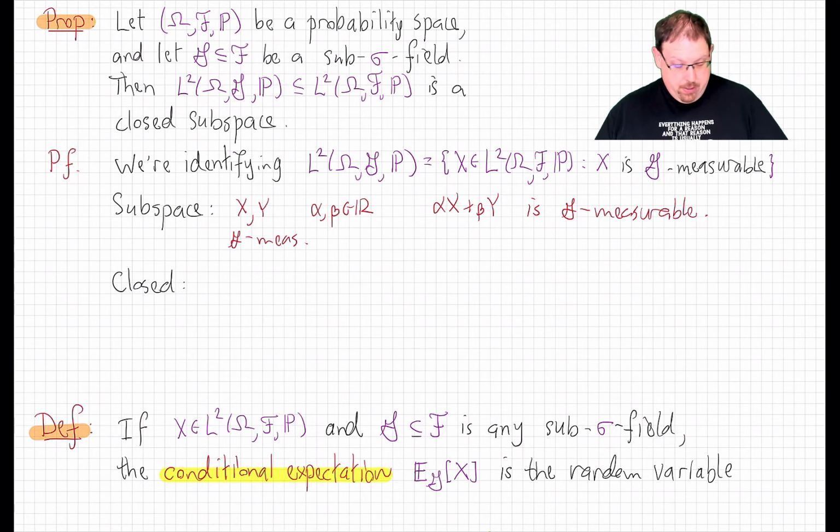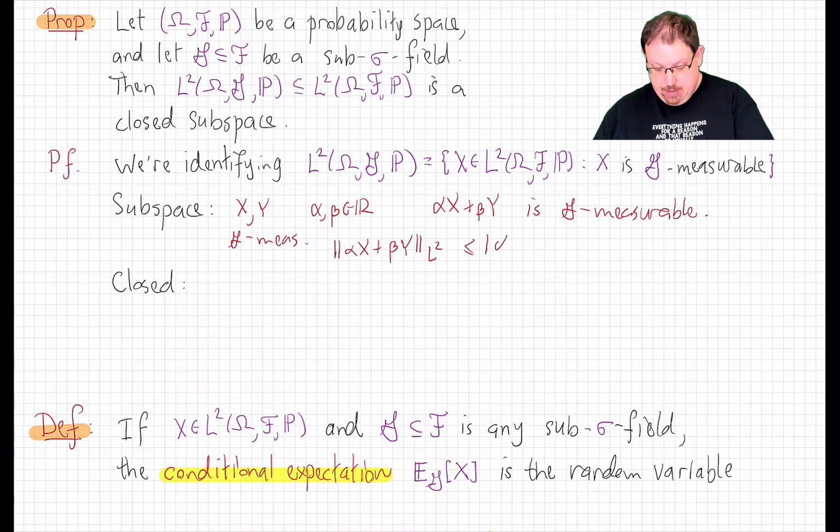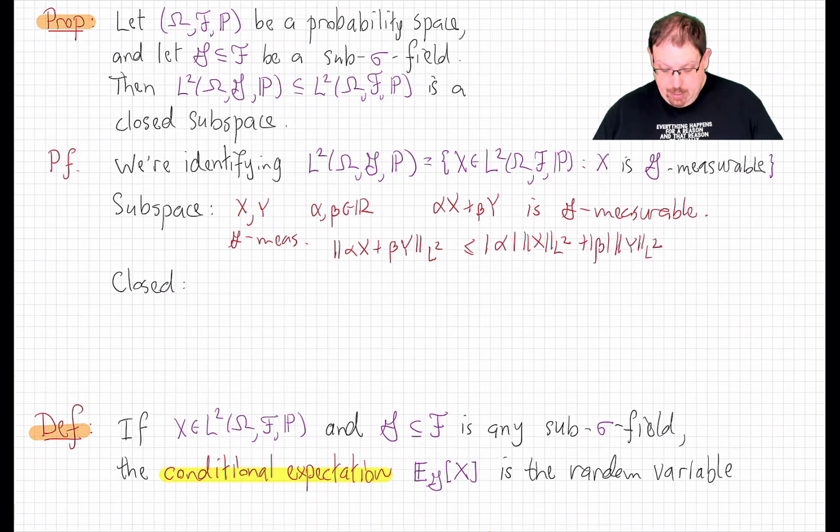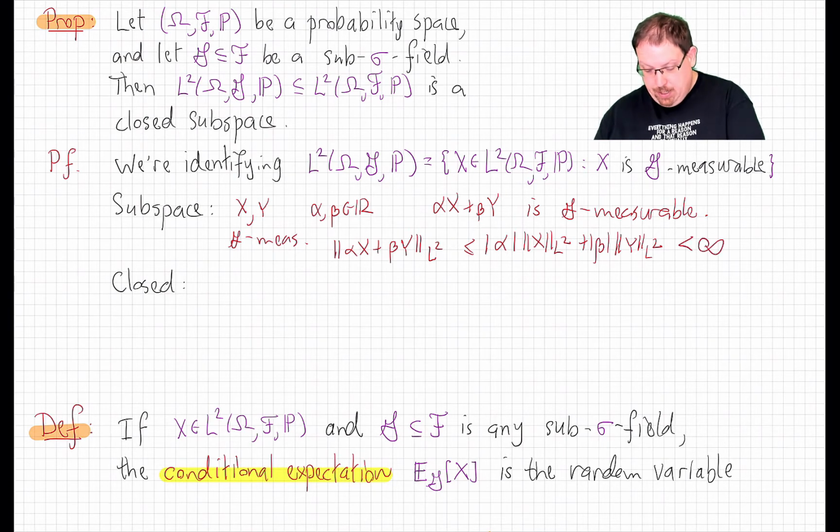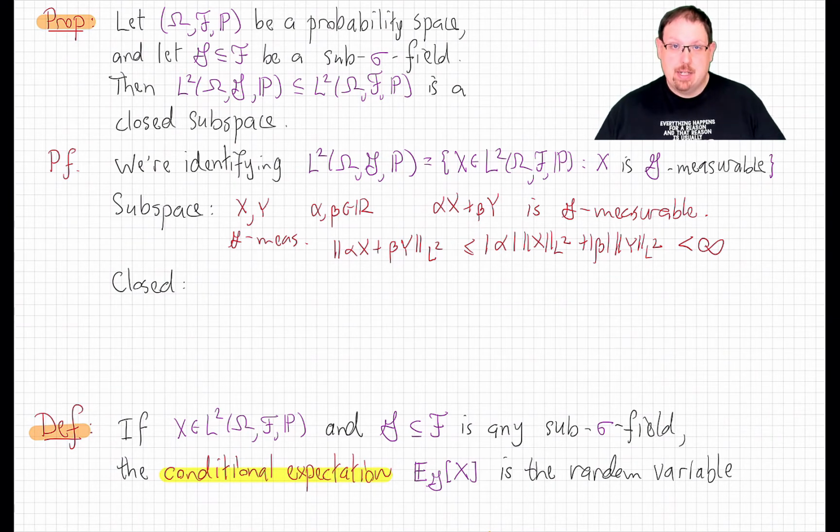And then we also have that, as usual, the L2 norm is a norm, so this is less than or equal to alpha times the L2 norm of x plus beta times the L2 norm of y. And since each of those is finite, that means that this is finite, and so that shows that this is indeed a subspace. Now we need to see that it's a closed subspace in order for our musings on projections to make sense.